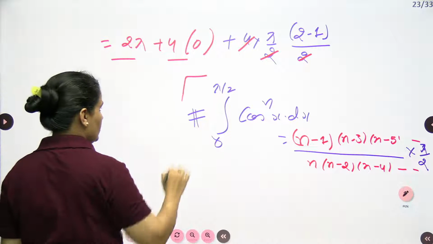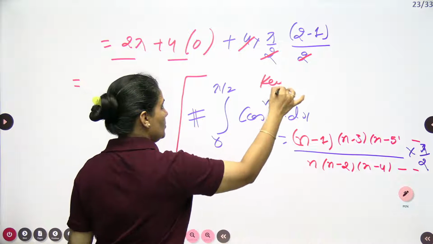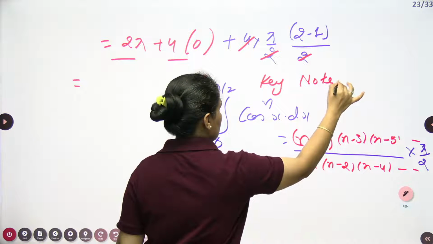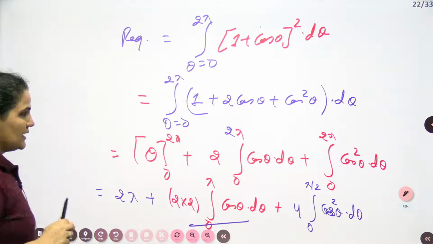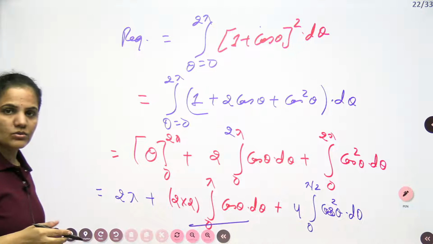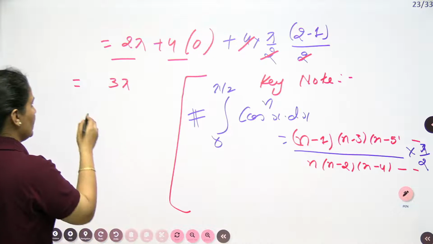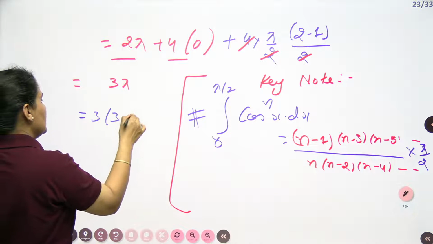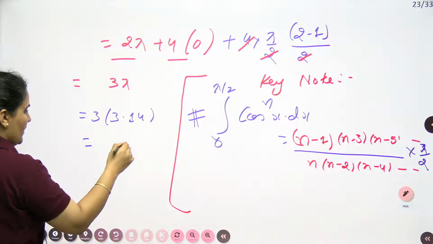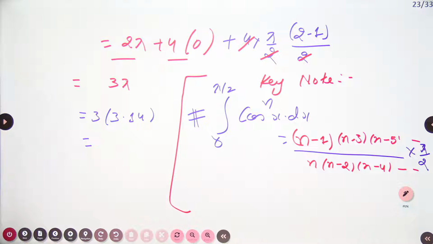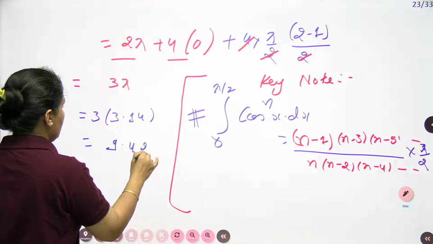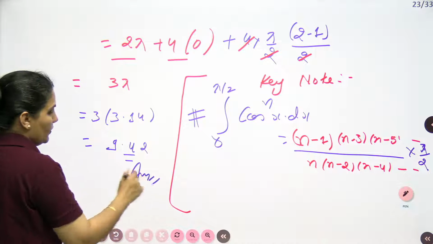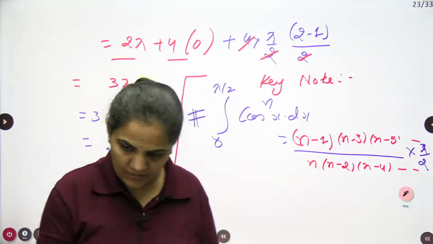So you can write down this as a keynote. If you don't know, you can write down this as a keynote. This is the formula. So this will be 3 pi. Okay, 3 pi, as I need to find out the value, so I will put the value of pi as 3.14. So this will be 3 into 3.14. So I am having result around 9.442, so my result is around 9.42.